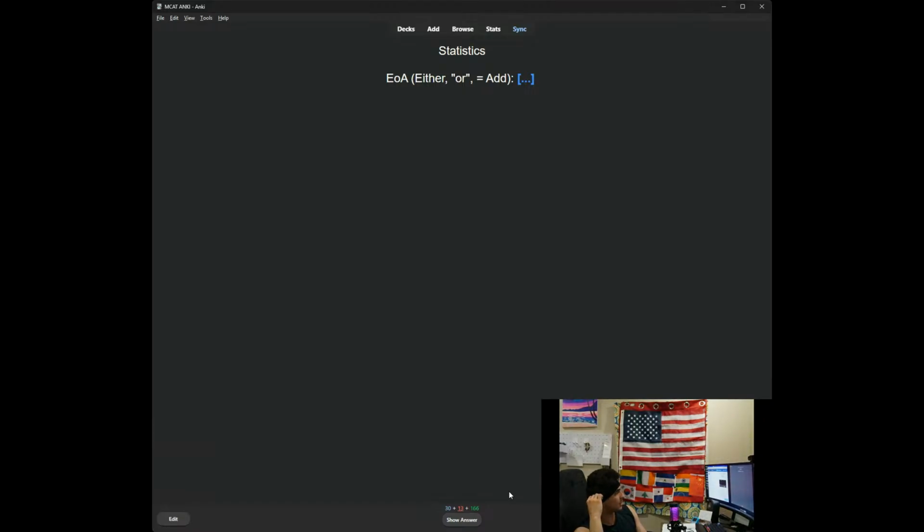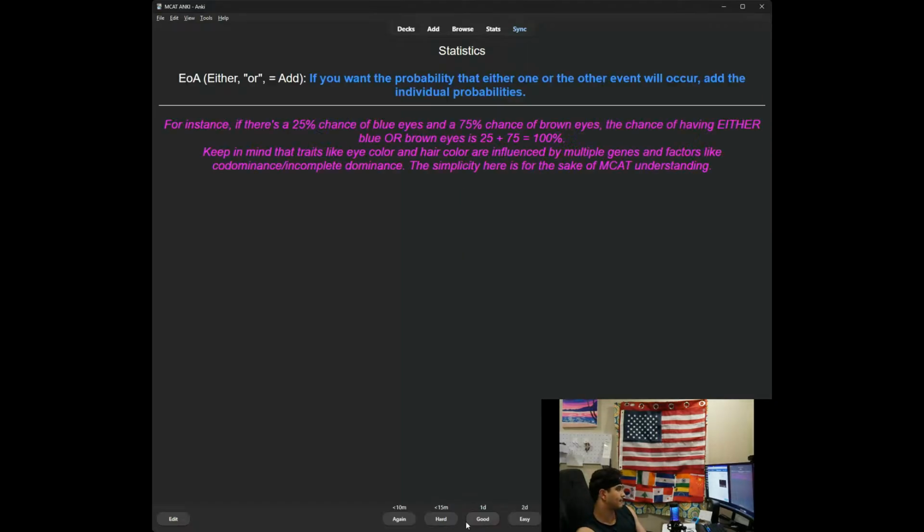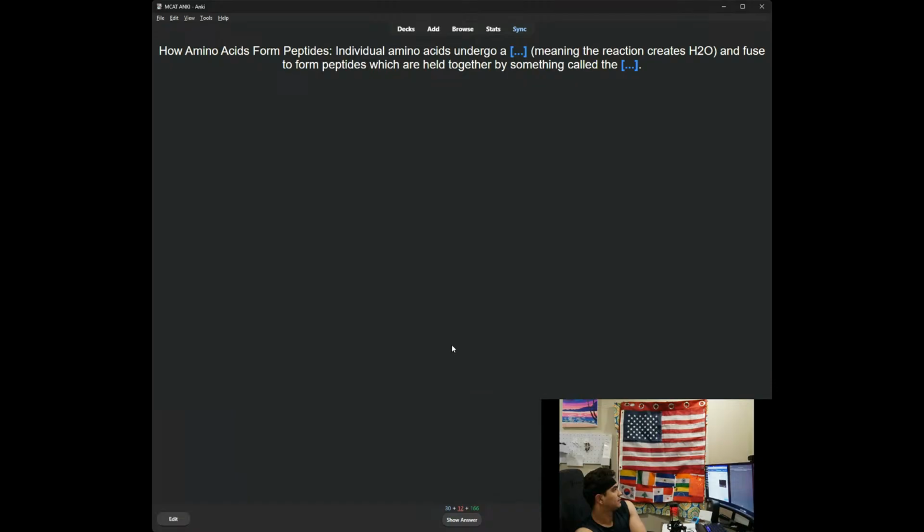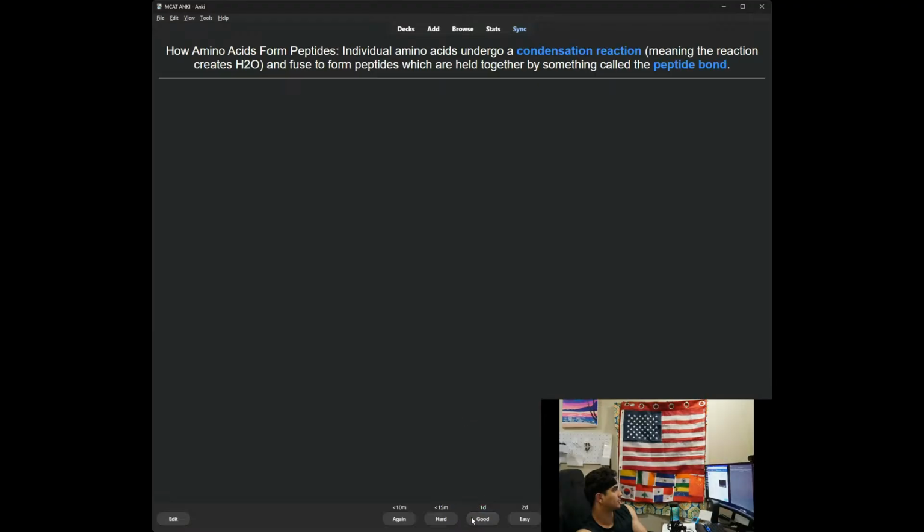Either or and. So if we have two probabilities and want to find out the likelihood of one or the other occurring, we're going to multiply those. I'm sorry, we're going to add those probabilities together. Individual amino acids undergo a condensation reaction and fuse to form peptides, which are held together by something called the peptide bond.